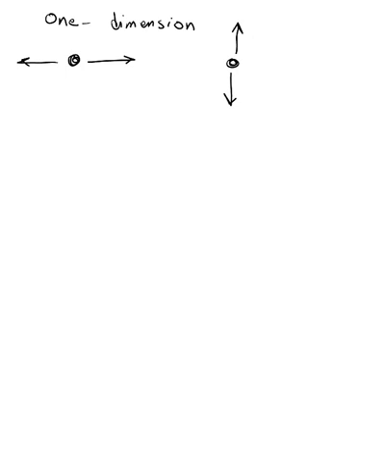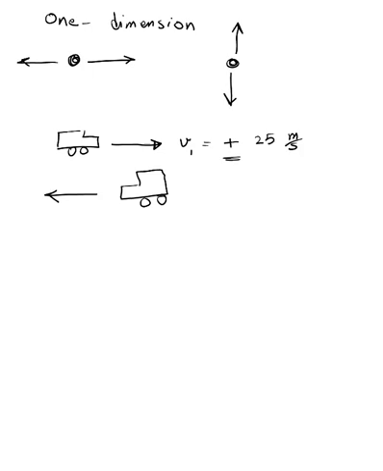For example, if this car is moving to the right, we can say that the velocity is positive 25 meters per second. This plus sign indicates motion in the positive direction. If the car, however, is moving to the left, then I can write that v is negative 25 meters per second. This minus sign indicates motion in the negative direction.